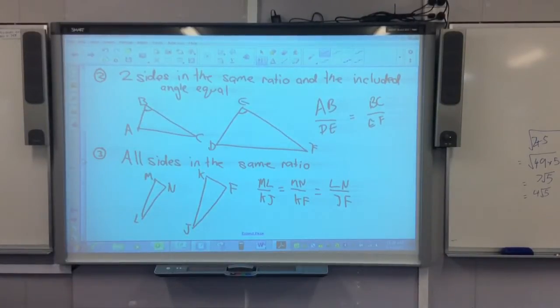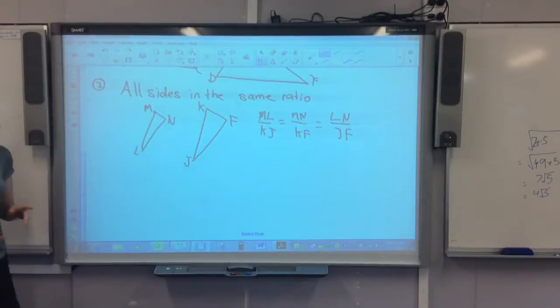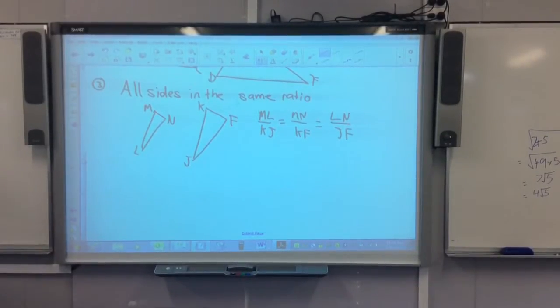There's only one more rule. And the rule that we're looking at is kind of matched with the RHS rule from congruent triangles. So it's still going to be a right angle, hypotenuse and a side, but my hypotenuse and the side are not equal. They are in the same ratio.